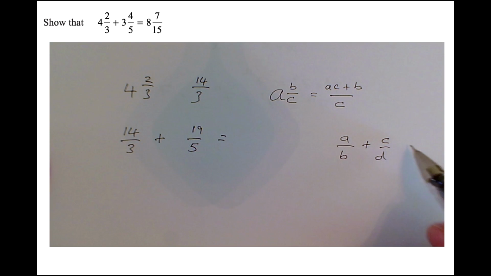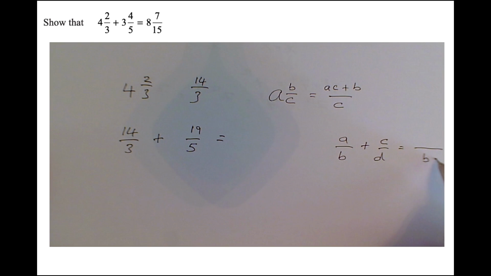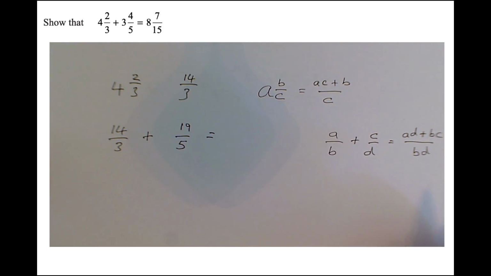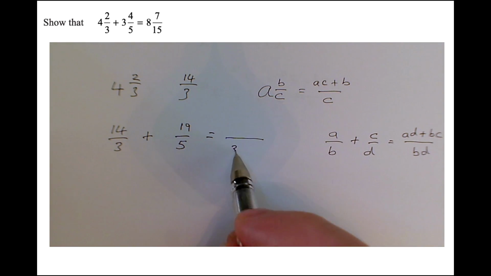So here's the general pathway. a over b plus c over d is equal to, and we multiply the denominators, b times by d, and you're going to do ad plus bc. Now of course in algebra, ad means a times by d, and bc means b times by c. So let's just do that.